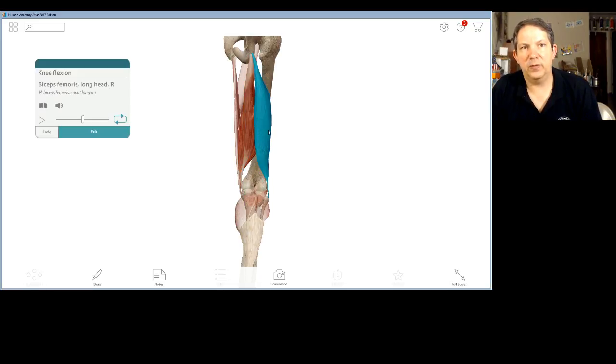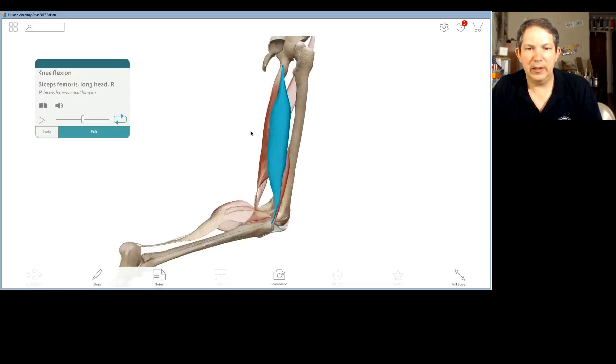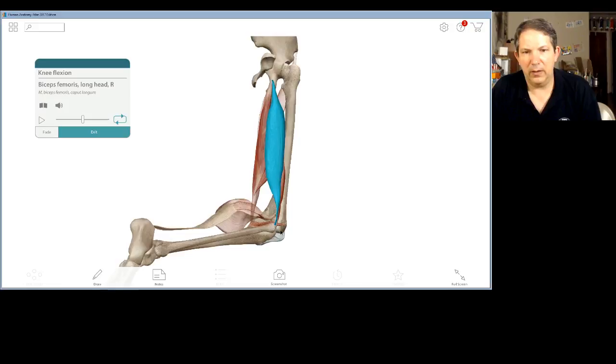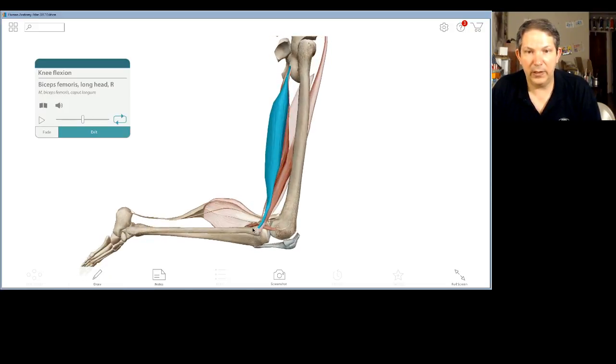The biceps femoris is not, I said tibia. Biceps femoris is not on the tibia, it's on the fibula, right? The lateral head. It's at the head of the fibula is where it's inserting.